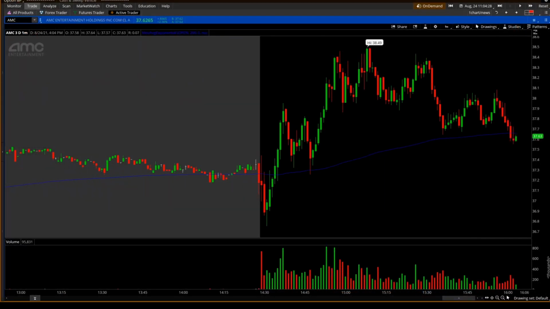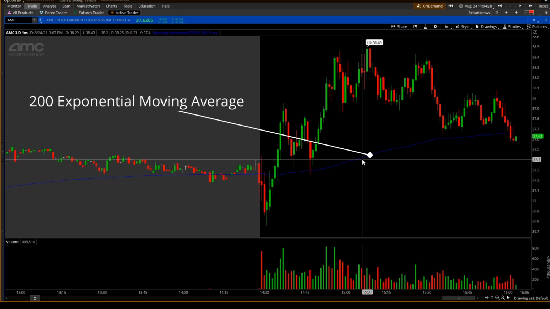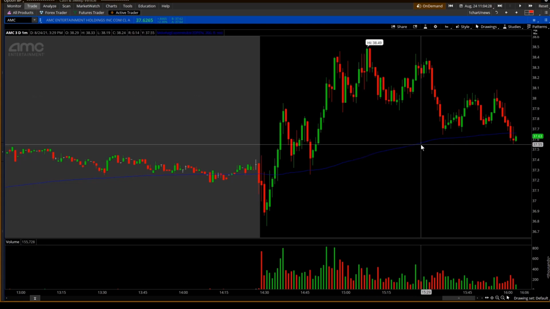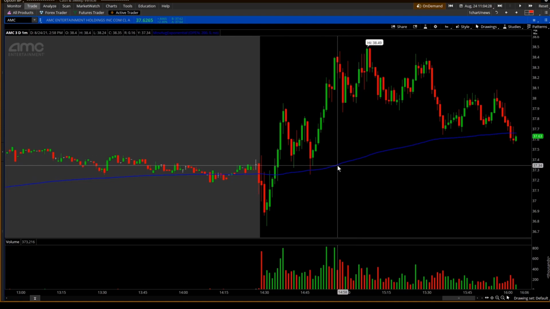So the setup I'm talking about has to do with one of the best indicators out there in the market, and accessible to everyone, which is the 200 EMA. That blue line here is your 200 EMA. If you don't know what EMA is, it's exponential moving average. I believe that for intraday trading, exponential moving average is better than simple moving average.